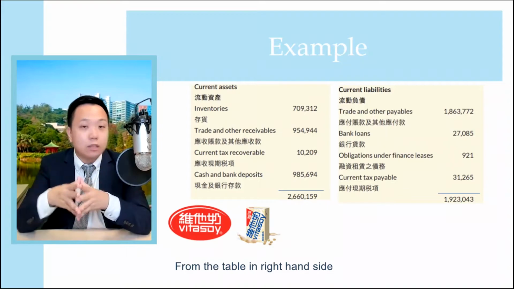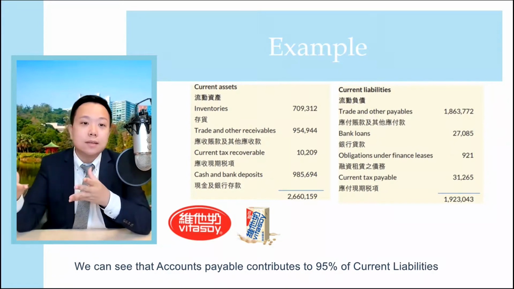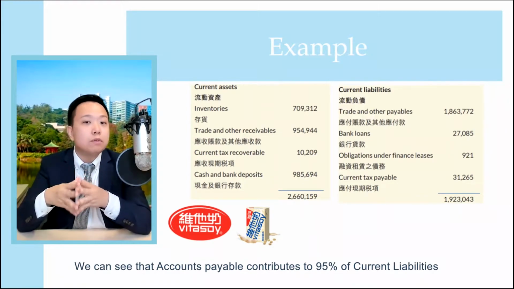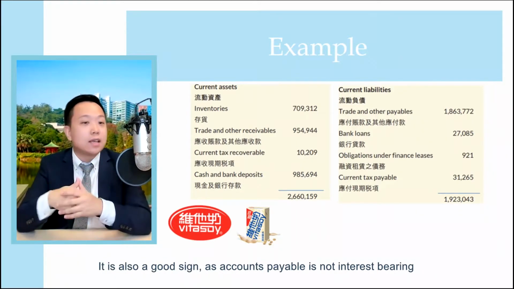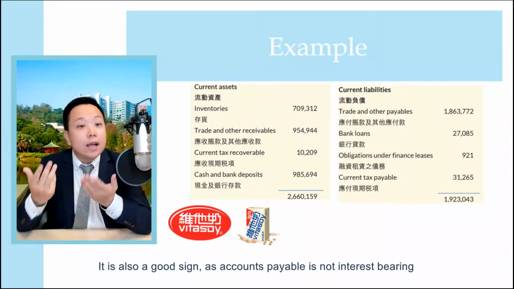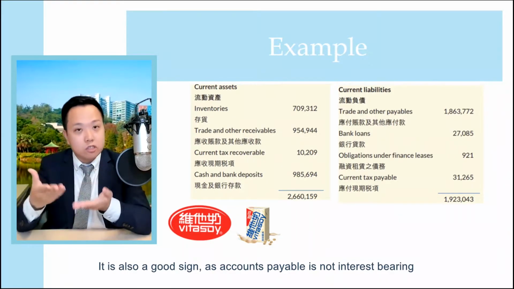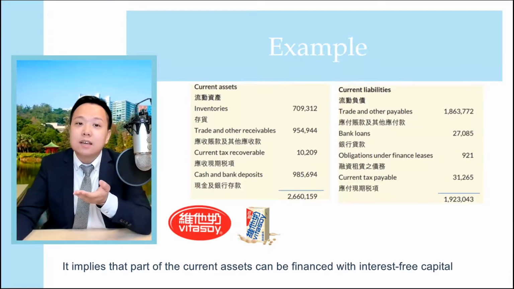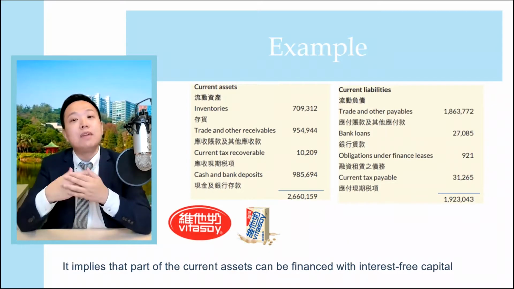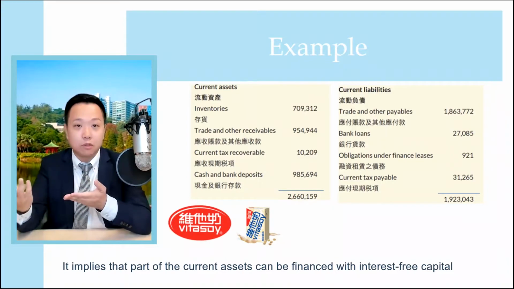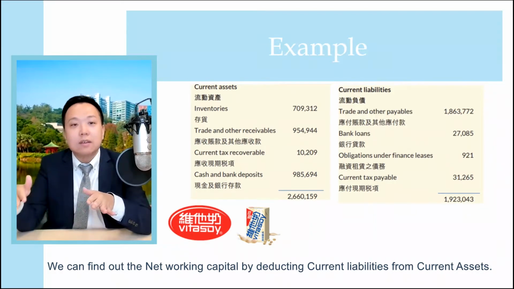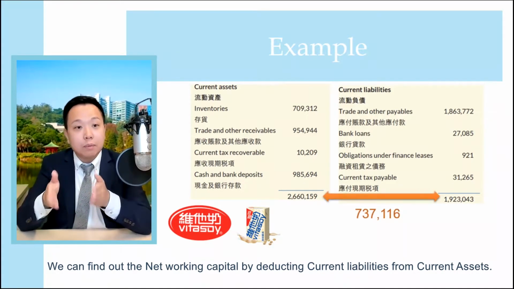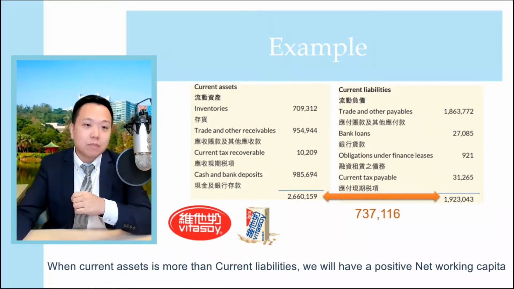And from the table on the right-hand side, we can see that accounts payable contributes 95% of current liabilities. It's actually a good sign as accounts payable is not interest bearing. So it implies that part of the current assets can be financed with interest-free capital, leading to a lower operating cost. So at last, we can find the net working capital by deducting current liabilities from current assets.